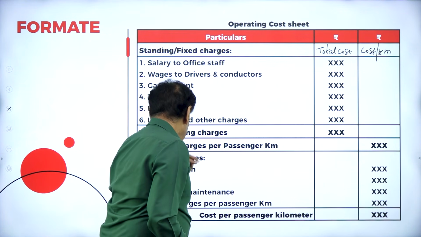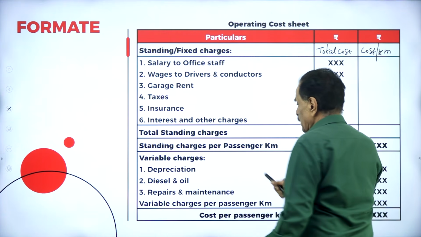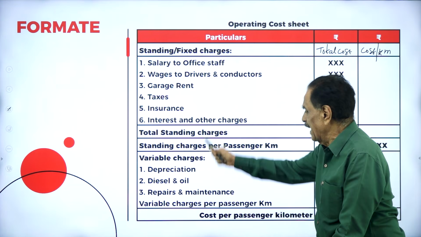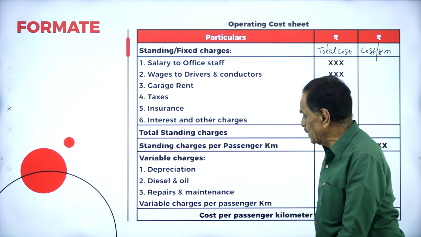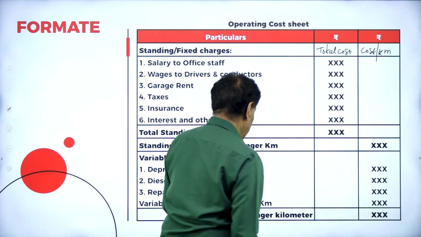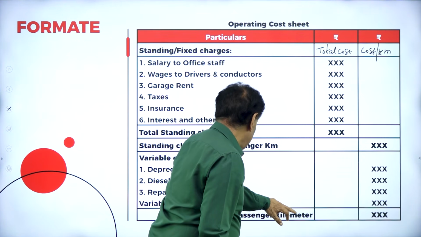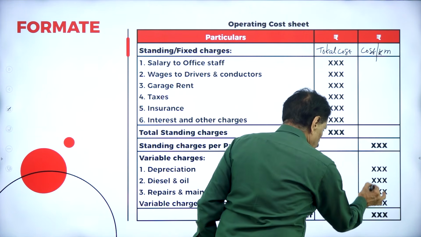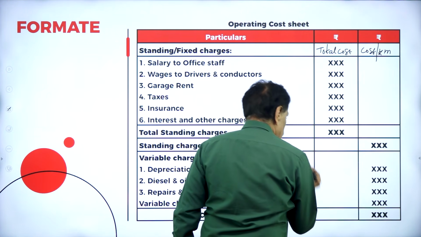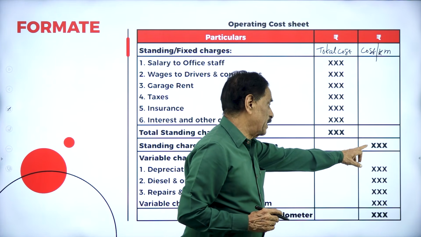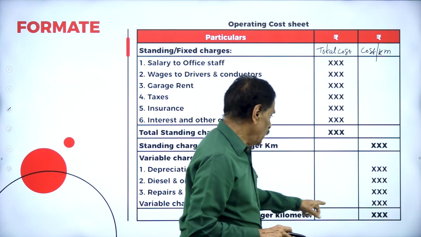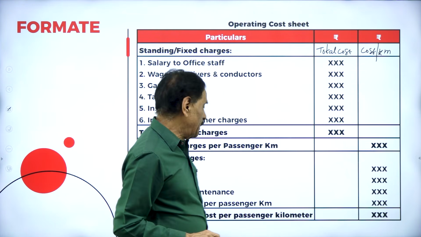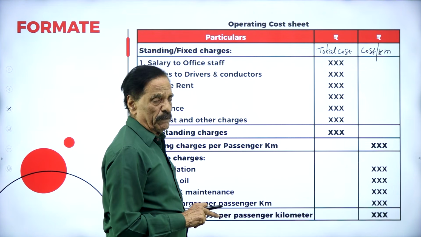Then variable charges: one is depreciation, another is diesel, third is repairs and maintenance. Add all these, and total variable charges come. Variable charges per kilometer is equal to total variable expenses divided by passenger kilometer. So 1 and 2 should be added. It is called cost per kilometer. If you add both fixed cost per kilometer and variable cost per kilometer, you get the total cost per passenger kilometer.